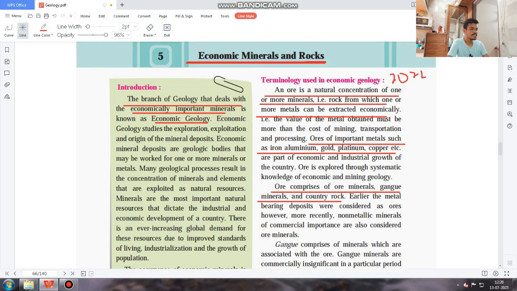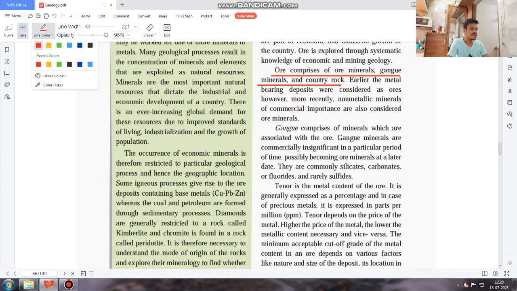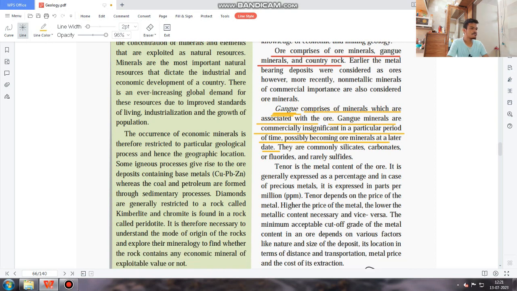Next is gangue. Gangue comprises of minerals associated with the ore. Gangue minerals are not extracted profitably because they are unused minerals. Not unused minerals, they are extra minerals which come out during the process. For example, these are commonly silicates, carbonates, fluorides and sulfides.